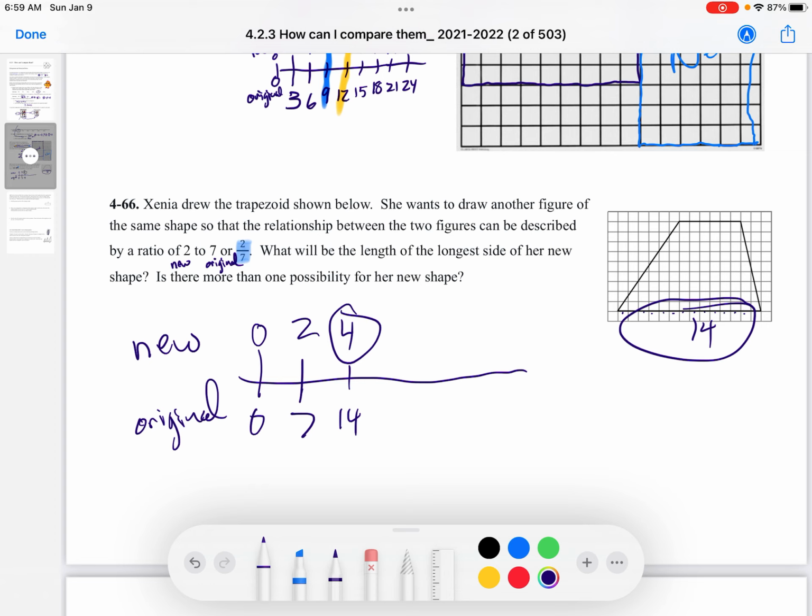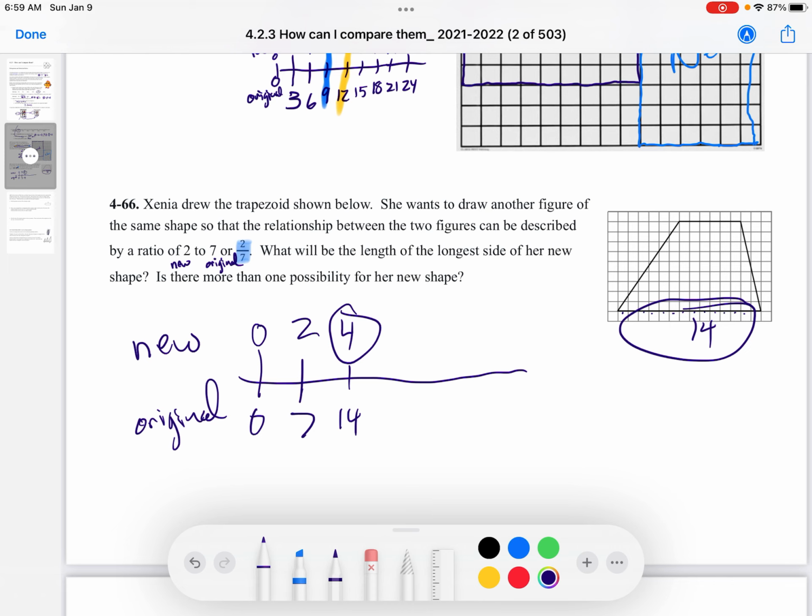My new length is 4. Well, that's quite a bit smaller, isn't it? 2/7 makes that a lot smaller if I go from 14 to 4. Is there more than one possibility for a new shape? Could you have it larger if you wanted to?